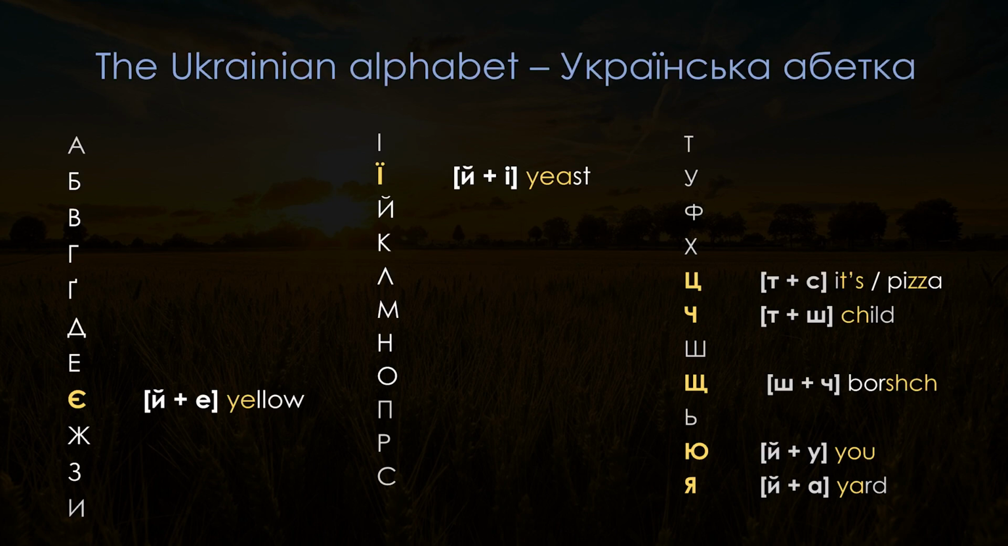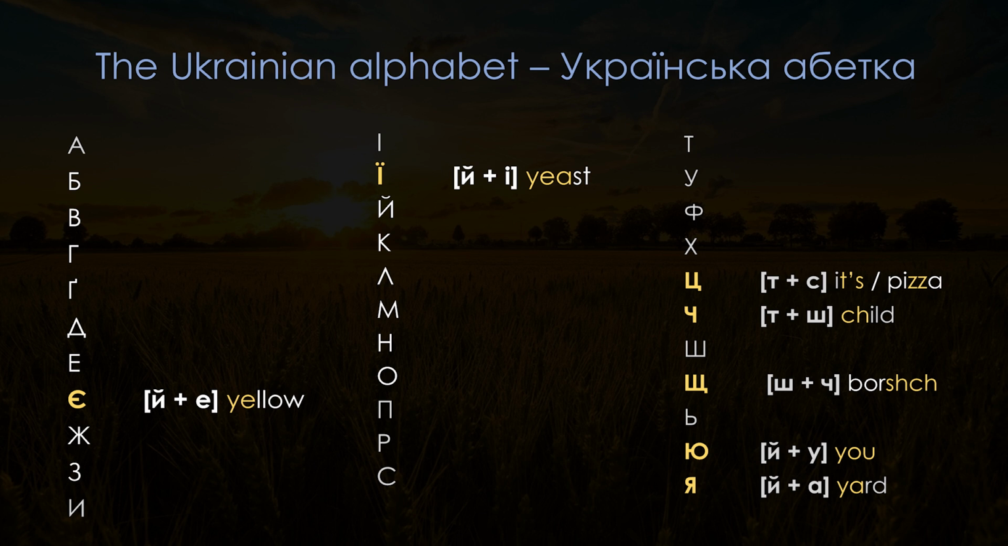And now let's go to the skipped sounds. These are just combinations of two simpler sounds. For example, the sound yeah is a combination of y and e, similar to the sound in yellow. The sound yi is a combination of y and i, like in yeast.